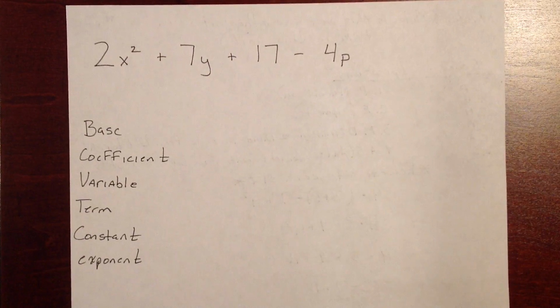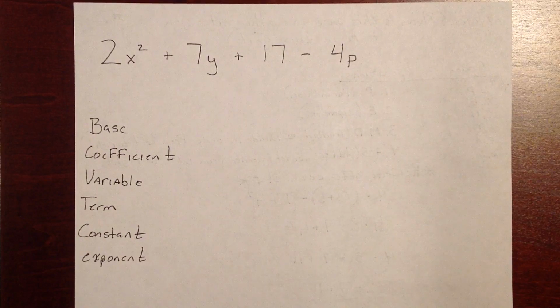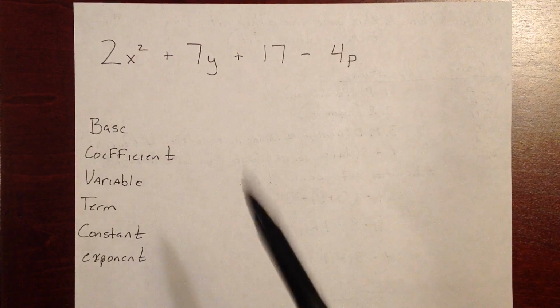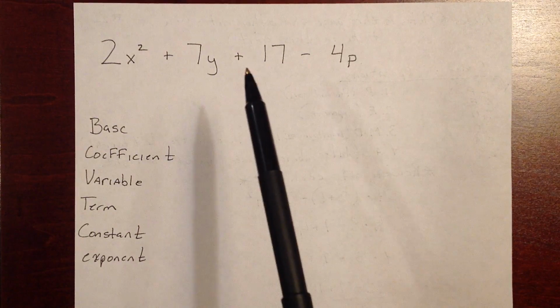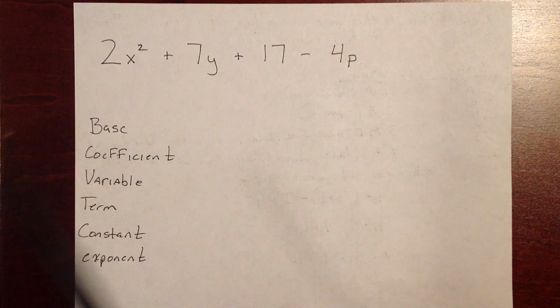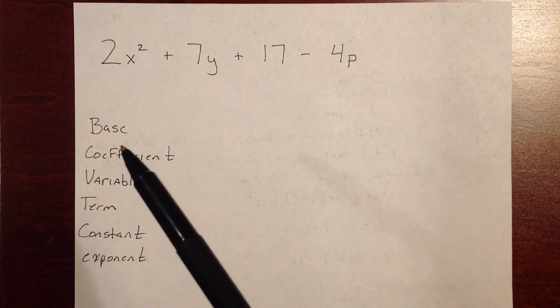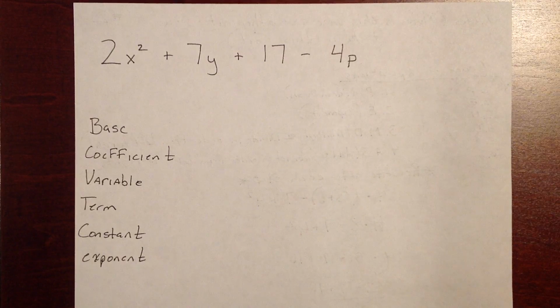Now let's get into some terms here. If you look at this problem right here, you're going to see that you can't combine anything because you don't have the same exponents. Now luckily we're not going to be combining like terms a whole lot, but we will be doing that, so you need to know how to do it. What I need to make sure you understand is there are some terms you need to know.